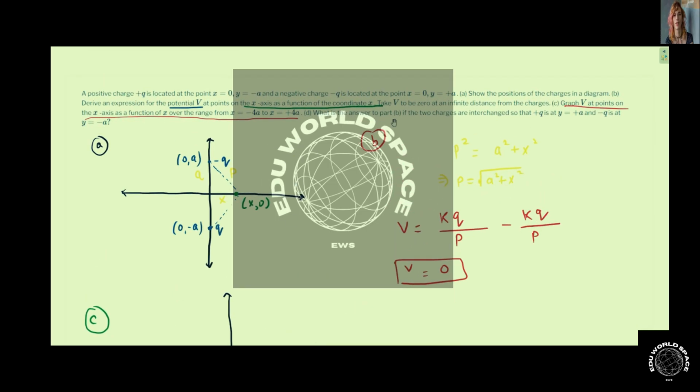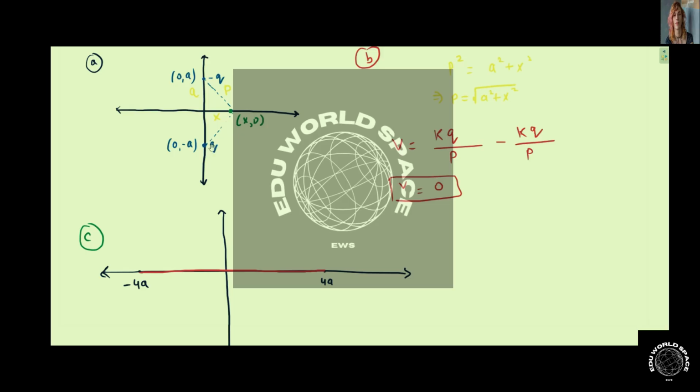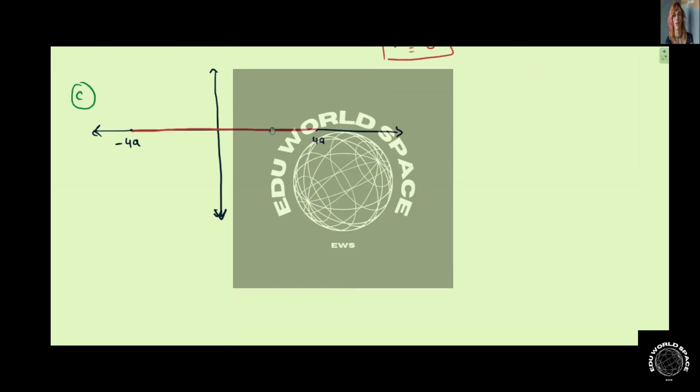And then we have, what is the answer to part B? The two charges are interchanged so that Q is on a and negative Q is on minus a. It doesn't really matter because even then, if Q is over here and minus Q is over here, the figure is still symmetric and the distance of the charges from this point is going to be the same. So the potentials are going to cancel each other. So you're going to say that it will remain the same.